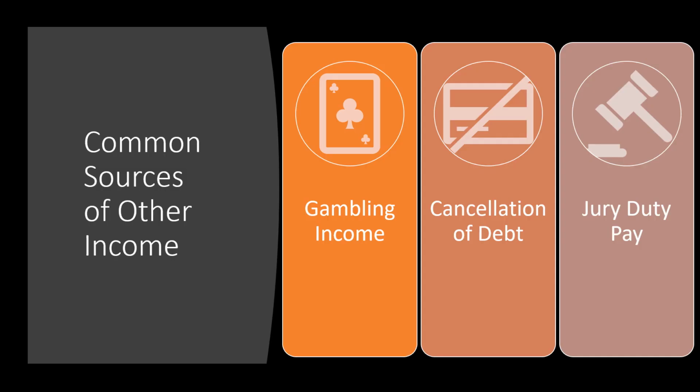So we're going to look at 3 common sources of other income. And you may remember back to that Schedule 1, line 8 and think, wow, there were a lot more types of income under that line. And that's true. There are lots of different kinds of other income. But these 3 are the ones that we are most likely to see through our program, and also the ones that as basic certified preparers we will be able to assist our clients with. And so that's going to be gambling income, cancellation of debt, and jury duty pay.